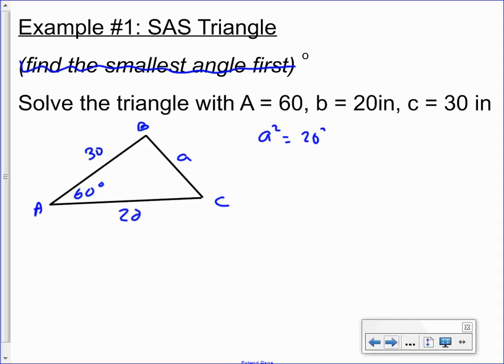So 20 squared plus 30 squared minus 2bc, so 20 times 30, and watch it, I always mess this one up. It's not sine, we're doing cosine. You're done with sine. Here we go, cosine of 60.